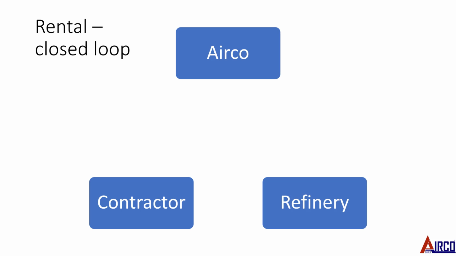Now take a look at rental. And I call this a closed loop system. So we have AERCO, we have a refinery, and we have a contractor. AERCO rents an Argon 336 Argon T cylinder to the refinery. Contractor's on site, shut down. He says, hey, I really need a cylinder. I've got to finish this job. Refinery says, okay, fine. Or the contractor just borrows one and the refinery doesn't know it.